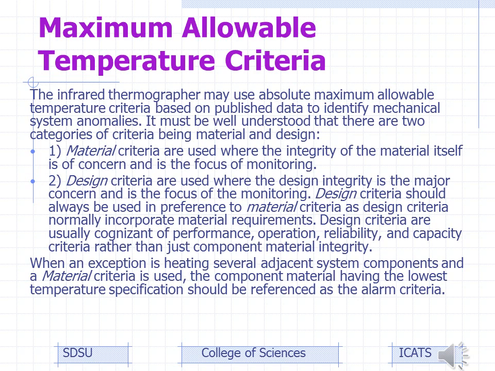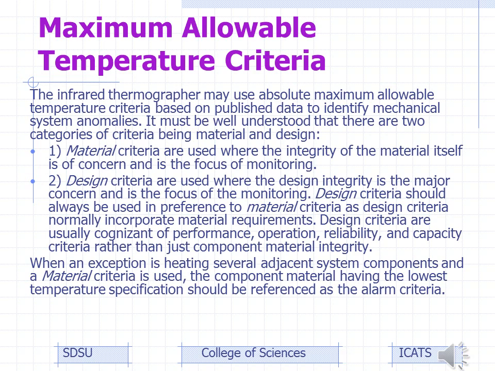Let's say it's a wall, a piece of metal, a printed circuit board, some lead or non-lead soldering, whatever it may be. That's a material condition. The lubrication in a motor bearing. Okay, a design criteria is used when the design integrity is the major concern with the focus of the monitoring. Design criteria should always be used in preference to material criteria, as design criteria normally incorporate material requirements.